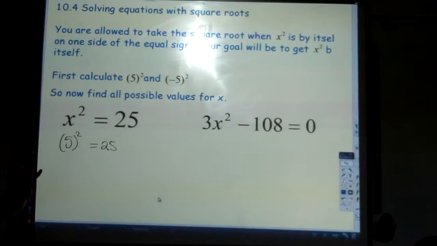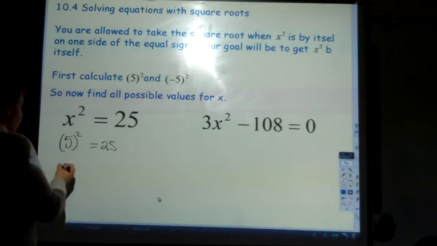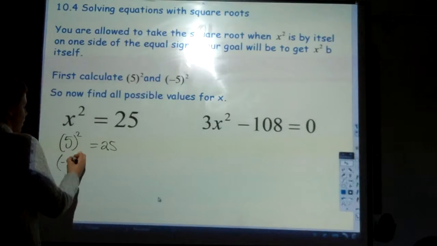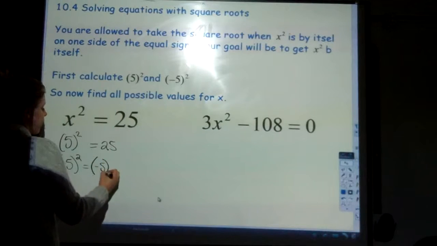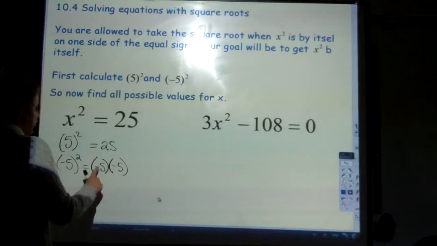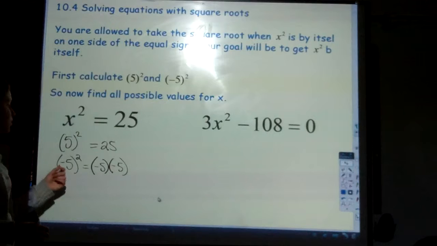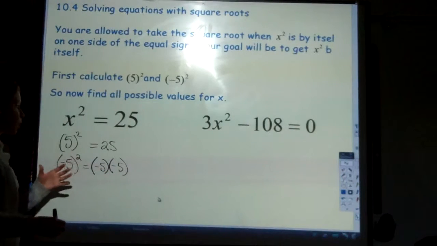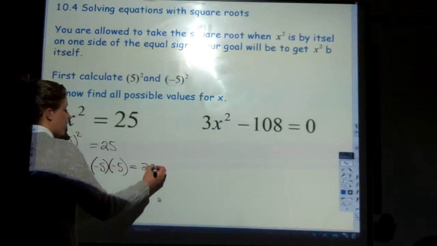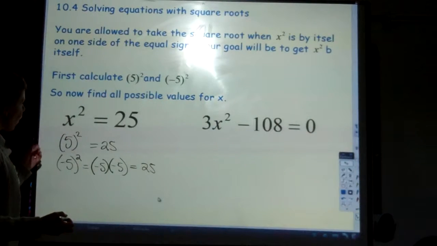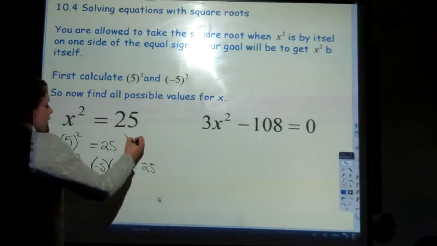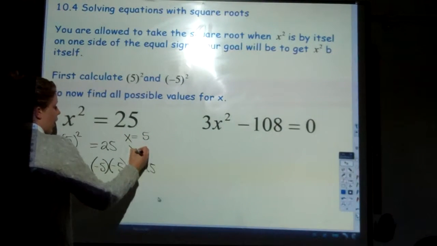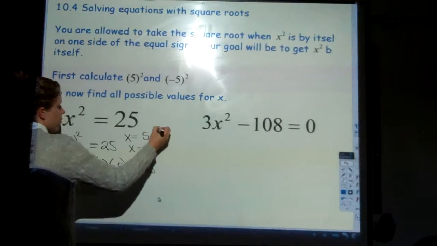Now, the creative part about this is that another number that works to plug in for x is negative 5. Because negative 5 squared, well, if you think about this, that's negative 5 times negative 5. It's negative 5 times itself 2 times. When you multiply two negative numbers, you get a positive number, so the answer to this is 25. So there are actually two values for x that work in this equation. x is equal to 5, and x is equal to negative 5.